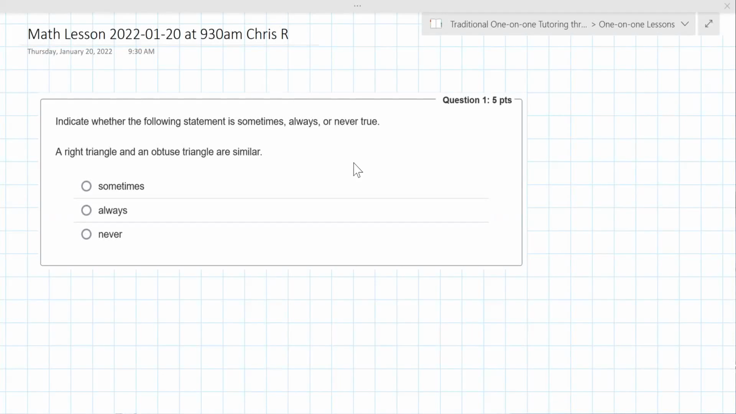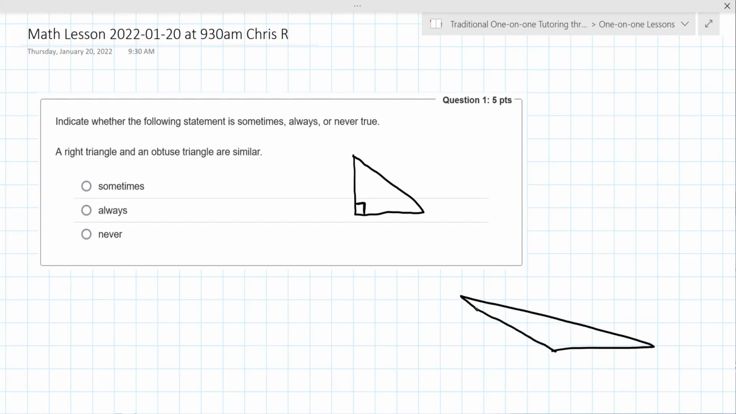Similar. So here's a right triangle. It's got a 90-degree angle. It's pretty nice. And then here's an obtuse triangle. What's your first guess on this? It's definitely not always. I'm going to say never, because they don't look similar. I agree. I don't think they ever are.